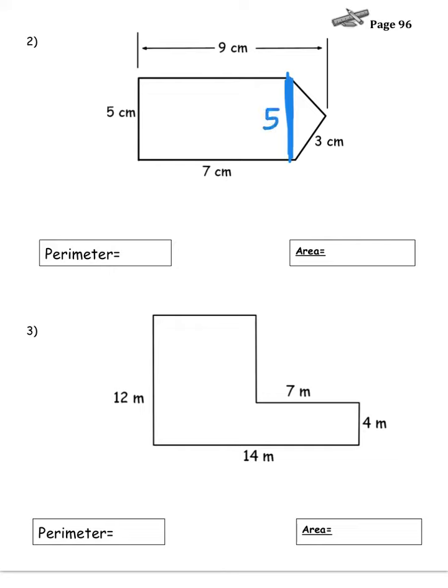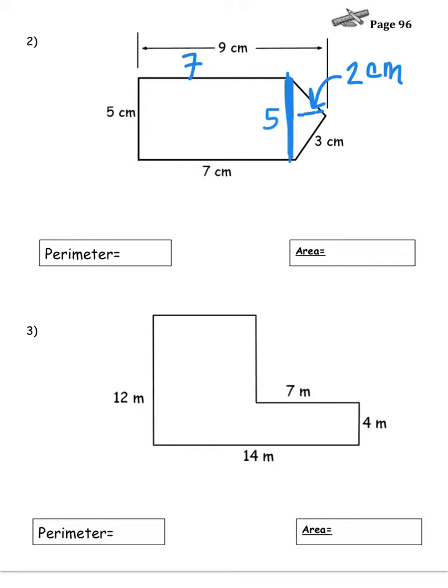Okay, so if you look up here, from the end of this pentagon to the other side, we have a total of 9 centimeters. But here on the rectangle, I have a length of 7. That means I'm missing 2 centimeters. So you'll have to find the perimeter of this entire shape.